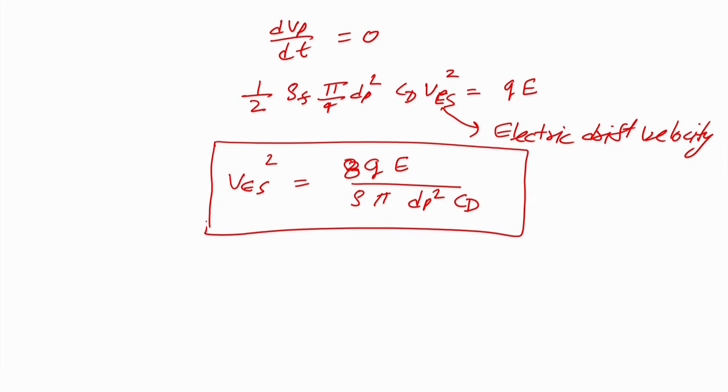So, if you want to find it out in the normal regime, again what you need to do, you have to guess a Reynolds number, you have to find the CD value, you have to find the VES value. With the VES again you find the Reynolds number. If both are same, then your guess value of Reynolds number is correct and your calculation of VES is correct. If not, the new Reynolds number which you have calculated, you again use that Reynolds number to calculate the CD, keep on running the same loop again, and you can calculate what will be the electric drift velocity of the particle. So, if you write the same program or you make an Excel sheet where the same calculation is being done, then you can simply calculate very easily what will be the VES.